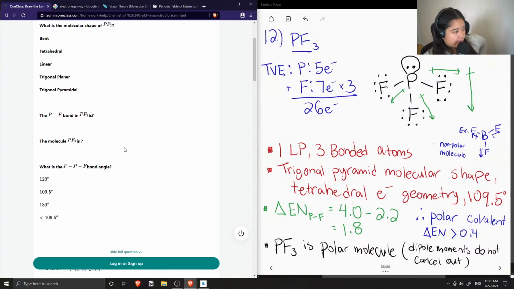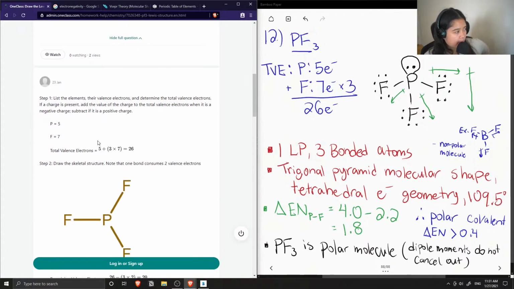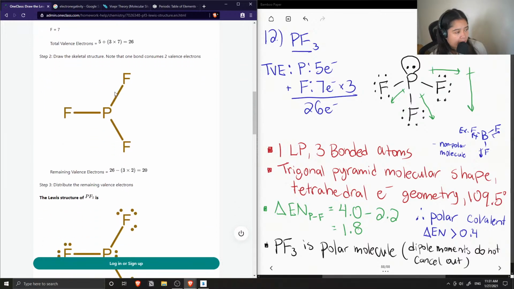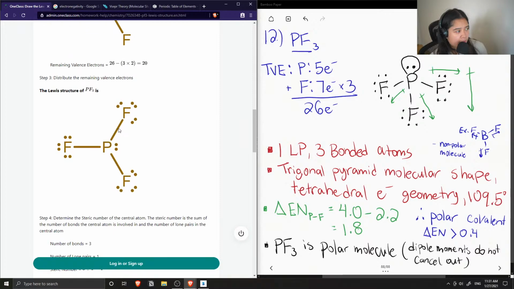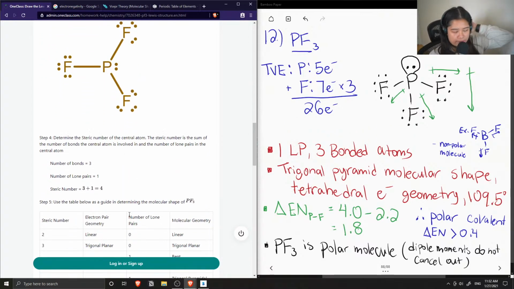And then we found the bond angle was around 109.5. So now let's see what the junior tutor said. List the elements, their valence electrons, and determine the total valence electrons. And they got 26. They drew out the skeletal structure and put the remaining electrons on our phosphorus, so they got the same Lewis structure as well. And then this is how they found out the shape by calculating the steric number of the central atom. This is the same thing we did as well, but they just refer to it as a steric number.